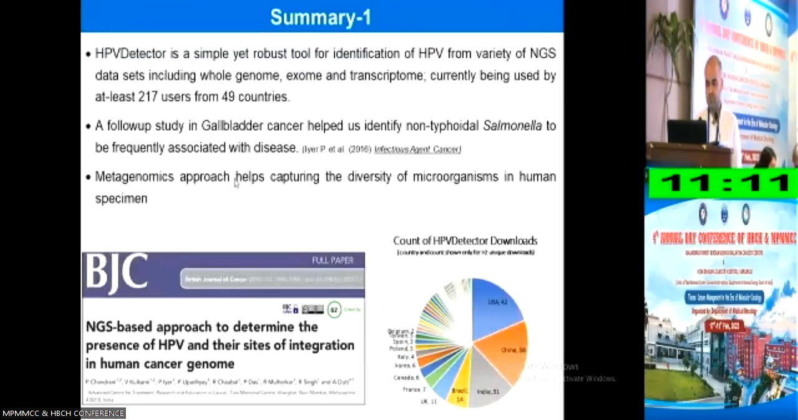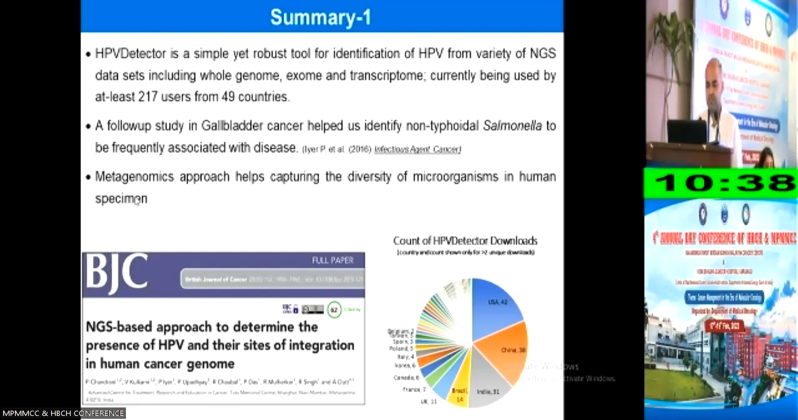So this study was published in the British Journal of Cancer, and since then more than 200 different users across about 50 countries are actively using HPV detector. We ourselves have followed up further with gallbladder cancer analysis, which is perhaps of more importance in this region, wherein we identified non-typhoidal salmonella infection to be clinically associated. And now many studies are coming up where non-typhoidal salmonella diagnostic tests are also being introduced.